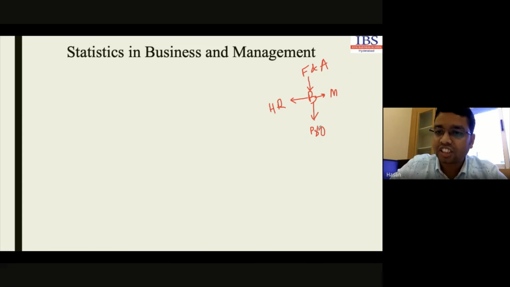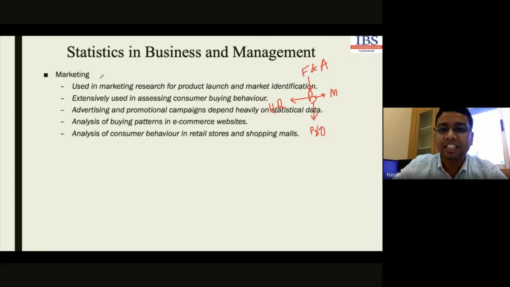So the very first one is marketing. How do we apply statistics in marketing? There are multiple contexts. The very first one is product launch and market identification, whether our product will be accepted by the customer or not. The second one is identifying customer buying behavior, which may be related to the local market, e-commerce, or shopping malls. We can easily identify these by applying statistics. These are the basic aspects of marketing where we can apply statistics.